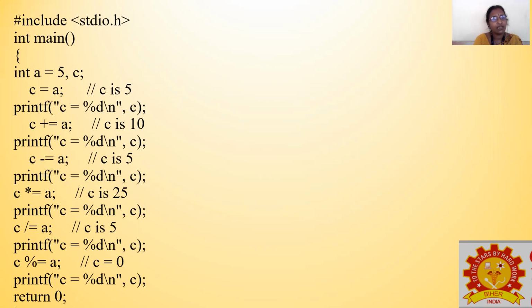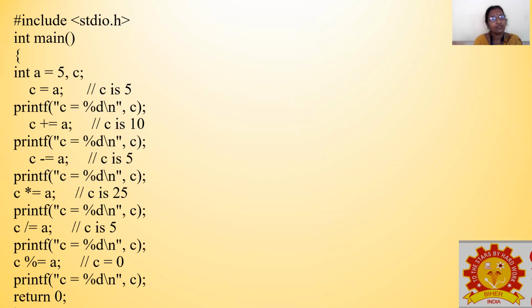C minus equal to A means what? C equal to C minus A. Already the C value is 10. So 10 minus 5 will become now 5.